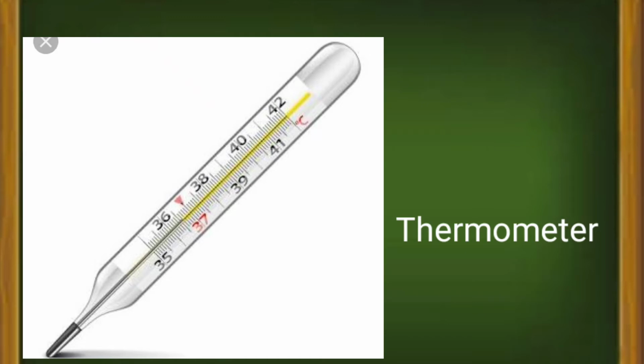In a Fahrenheit thermometer, the freezing point of water is 32 degrees Fahrenheit and the boiling point of water is 212 degrees Fahrenheit. In a Celsius thermometer, the freezing point of water is 0 degrees Celsius and the boiling point of water is 100 degrees Celsius.